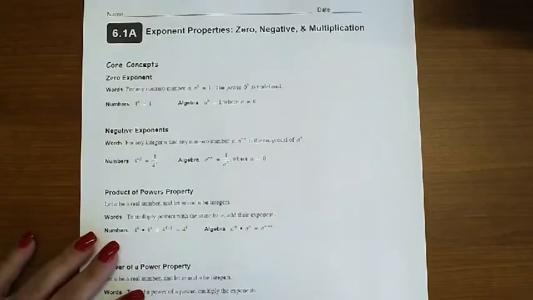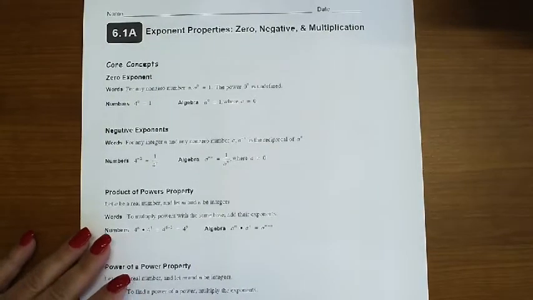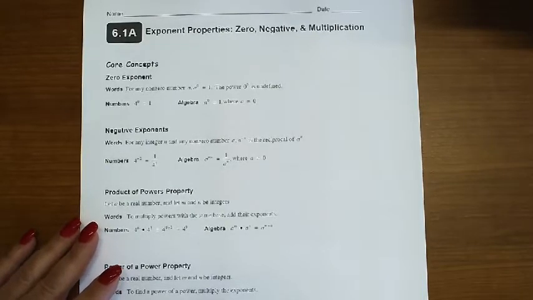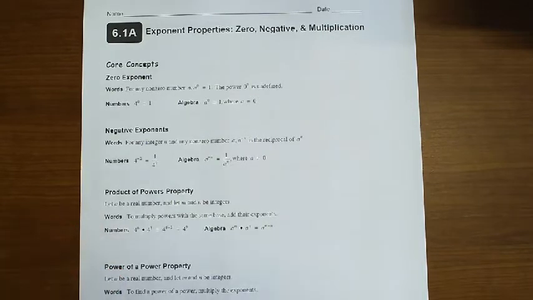Okay, so we are moving into Unit 6, and today we're going to start looking at exponents and some of our exponent properties. Specifically, we're going to look at the first half of Unit 6.1, which is where we talk about a zero exponent, a negative exponent, and then multiplying with exponents.